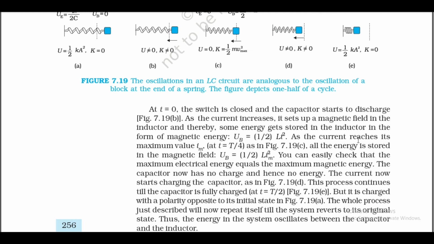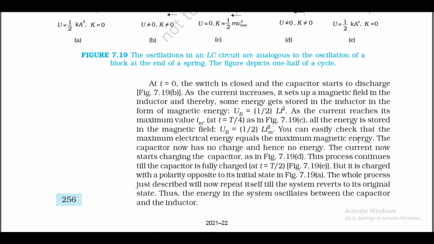U_B is equal to 1/2 L i squared as the current reaches its maximum value I_m at t = T/4, as in figure 7.19c. All the energy is stored in the magnetic field. U_B is equal to 1/2 L I_m squared. You can easily check that the maximum electrical energy equals the maximum magnetic energy. The capacitor now has no charge and hence no energy.